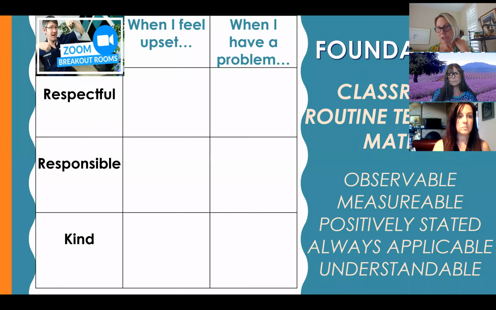And just a reminder, and this is a part that will go away for you, whenever you are setting up your behavioral expectations inside your matrix, you want to make sure that they are observable, measurable, positively stated, always applicable, and understandable. We don't have the kids with us today to make sure this is understandable, so we're going to be on our own. We might end up with teacher language, but know that when you do this with your kids, you would involve their language and make sure it's understandable for them in the context they're in.